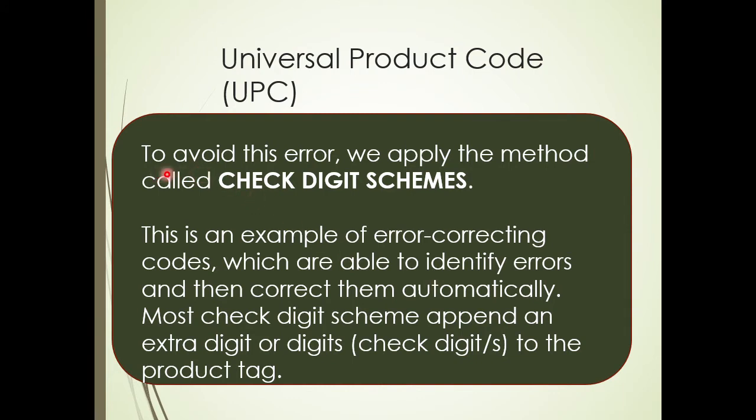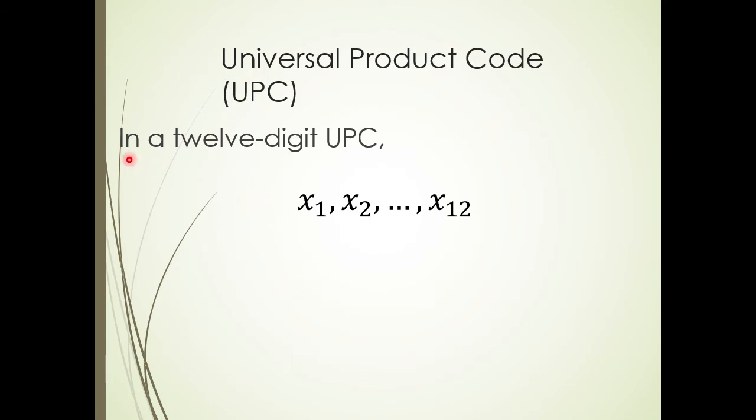Now, what's the significance of the digits of this UPC? In order to avoid the errors of transmitting product tags, we apply the method called the check digit schemes. This is an example of error correcting codes which are able to identify errors and correct them automatically as they are being scanned. Most check digit schemes append an extra digit, so we add an additional digit, or digits depending on the product, at the end. As an example, we have the UPC 12. So suppose that we have a UPC 12 with digits x1, x2 until x12 from left to right.